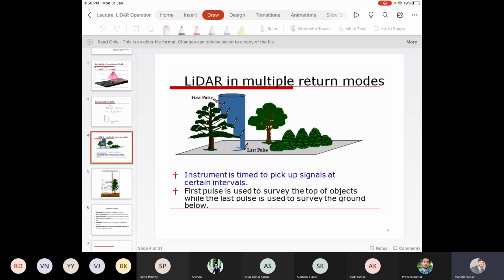And the instrument is timed to pick up the signal at a certain interval. So the receiver unit is sensitive to pick up the signal at a certain interval, that is, I'm talking about the return signal. The property of multiple return is that the first pulse is used to survey the top of the object, while the last pulse is used to survey the ground below that.